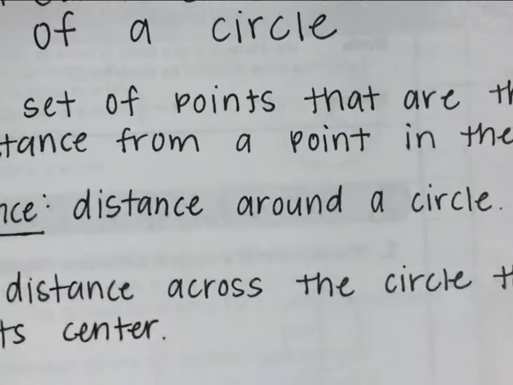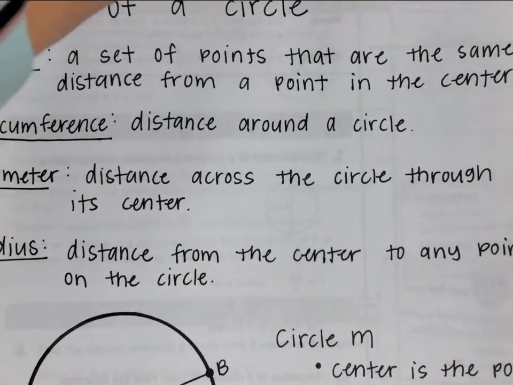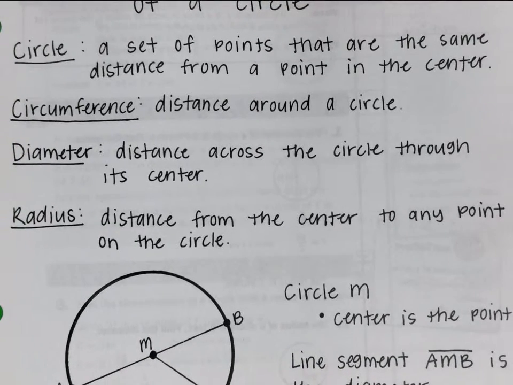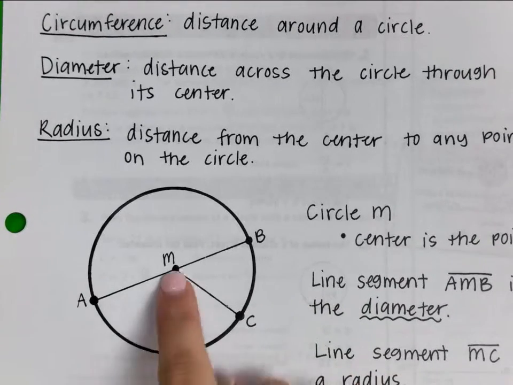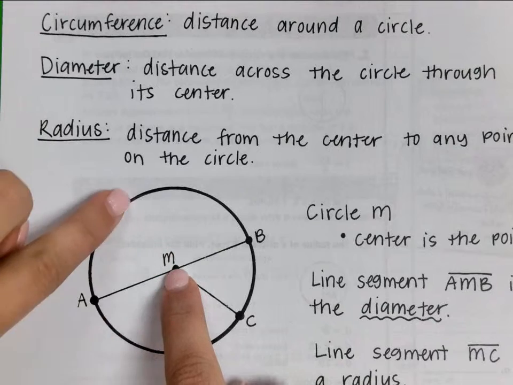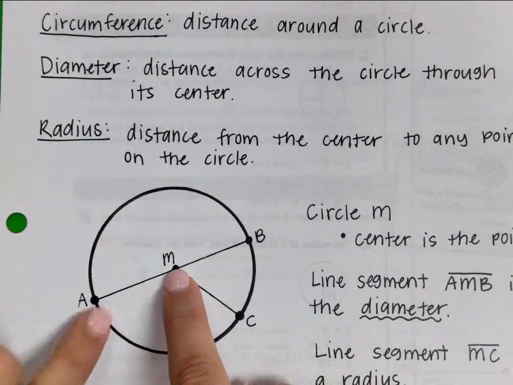Alright, so what exactly is a circle? It's a set of points that are the same distance from a point in the center. And I think we all know what a circle looks like. So that's just telling you that any point on the outside of that circle is the same exact distance to the center of that circle. Okay? So if you look at the picture down here, M is my center. So any point from here to any point on this circle is the same exact distance. Okay?